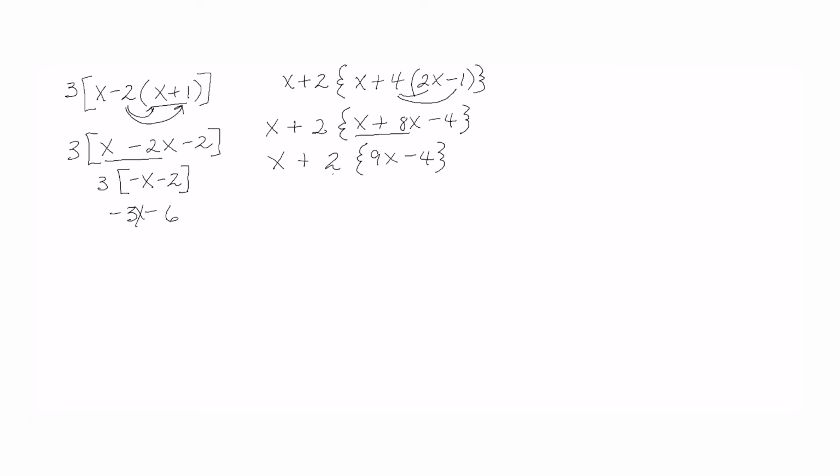So now let's distribute the 2 to each one of the things inside of our braces. So that's going to give us 18x minus 8. And we bring down our x. So now we can combine the two like terms. So we get 19x minus 8. So let's take another example here.